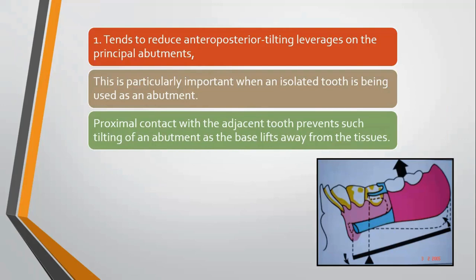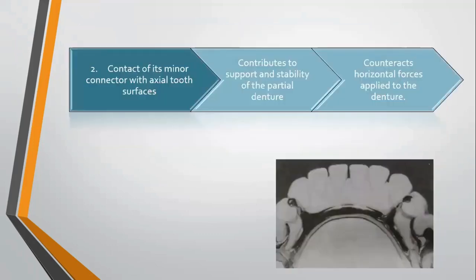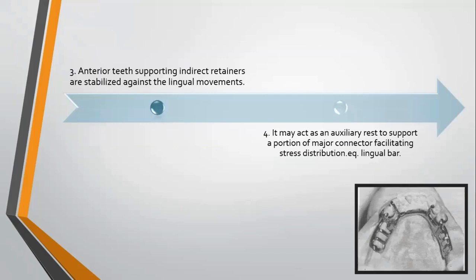The auxiliary functions include that it reduces the anteroposterior tilting leverages on the principal abutment. This is particularly important when an isolated tooth is being used as the abutment, and the proximal contact with the adjacent tooth prevents such tilting of the abutment teeth as the base lifts away from the tissue. The contact of its minor connector with the axial tooth contributes to the support and stability of the partial denture and counteracts horizontal forces applied to the denture.